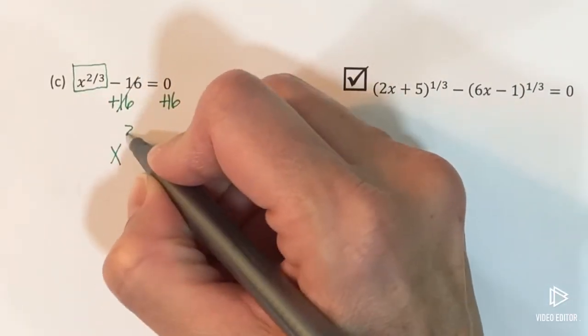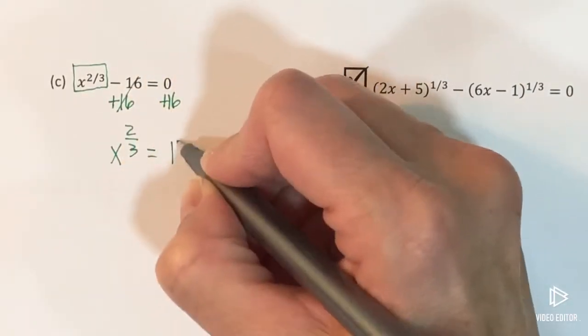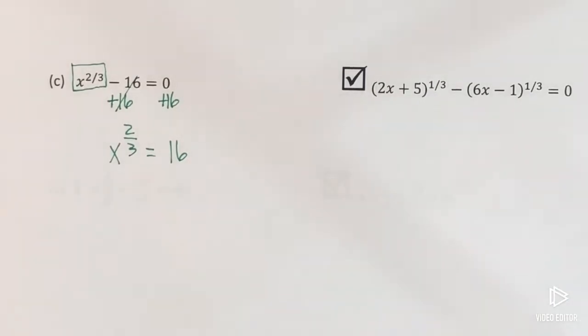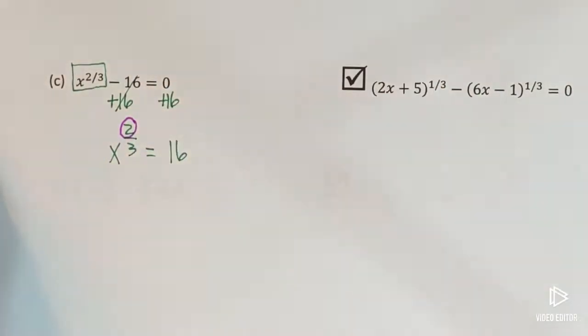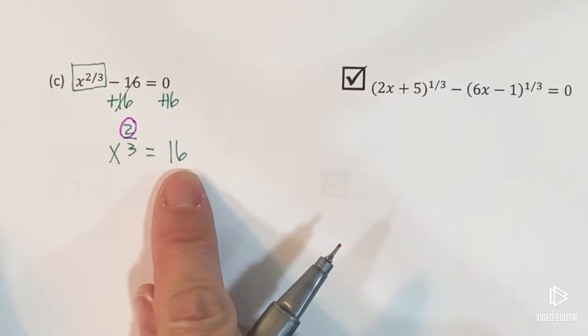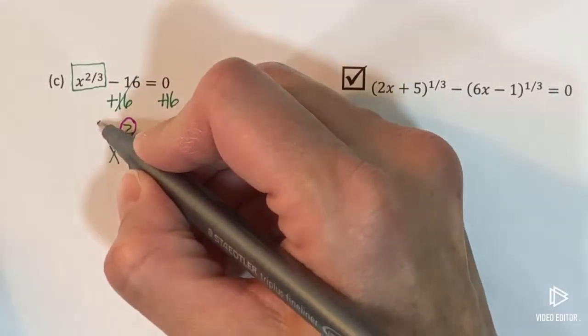So I have x to the 2/3 equals 16. At this point, this one looks a lot like part A, except watching that original numerator right here, because that numerator is even, when I raise to the reciprocal, I'm going to add a plus or minus on the other side of the equation.